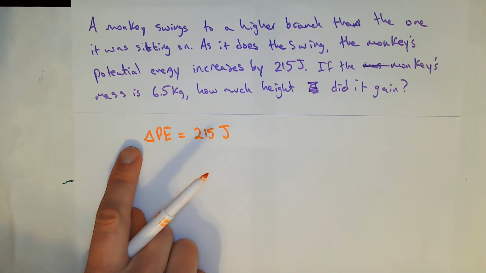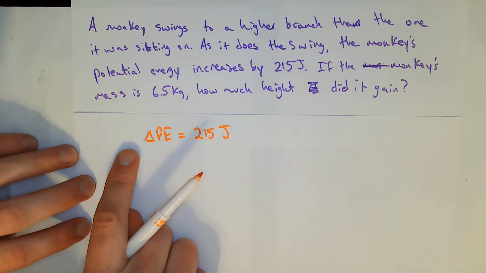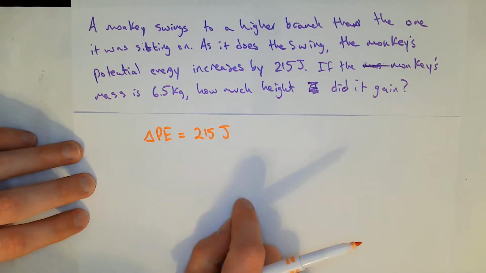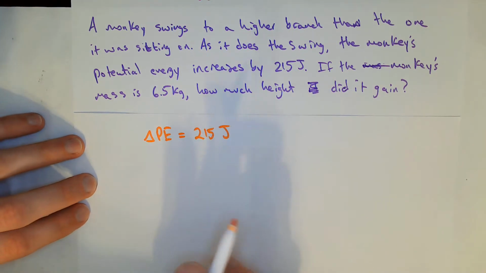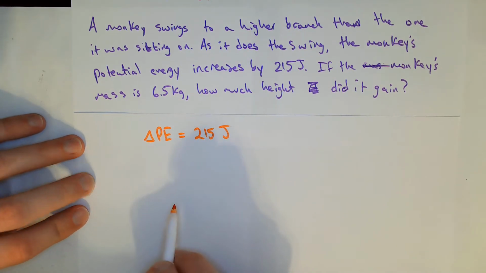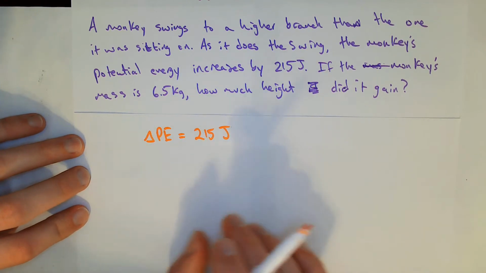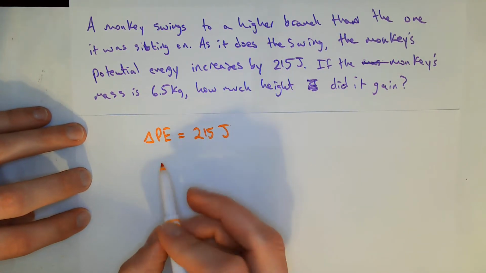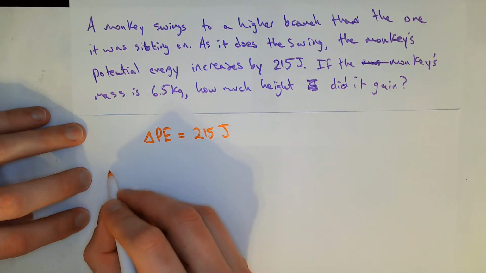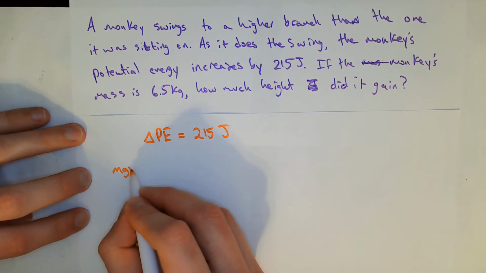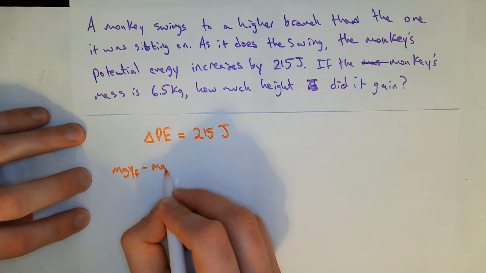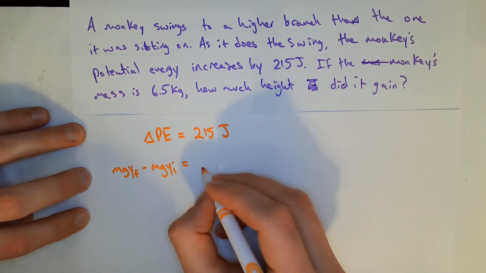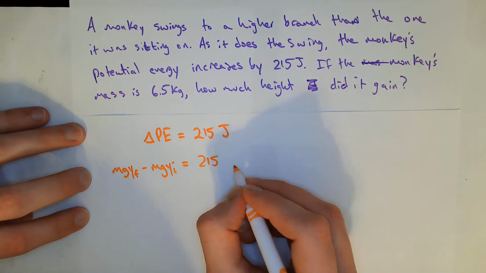And we could argue that work is involved here because the monkey's doing work by lifting itself to a higher branch, but I don't think we need to worry about that here. I think it's all just gonna, the signs should fix themselves for us. Let's see what happens. So we have delta PE, so that's mgy final minus mgy initial should be equal to 215 joules.